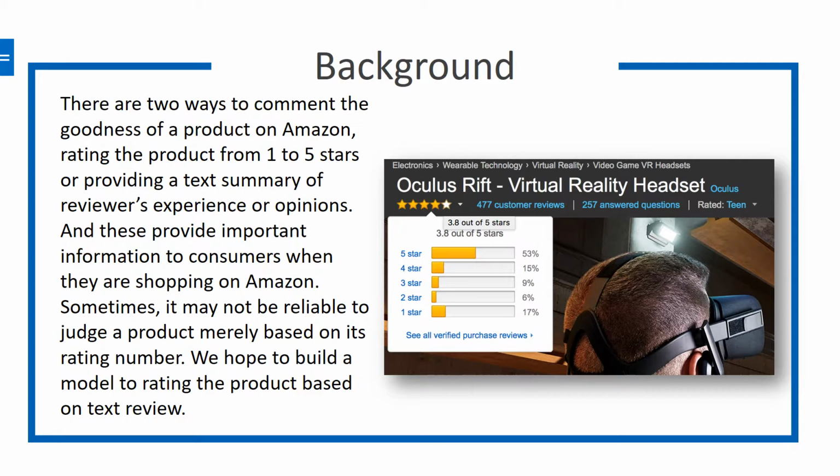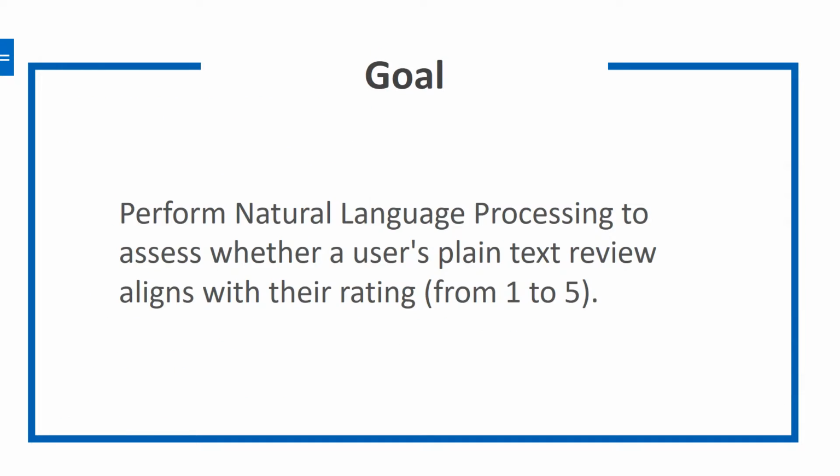Here's our background. There are two ways to commend the goodness of a product on Amazon: rating the product from 1 to 5 stars or providing a text summary of reviewers' experience or opinions. And these provide important information to consumers when they are shopping on Amazon. Sometimes it may not be reliable to judge a product merely based on its rating number, so we hope to build a model to rate a product based on text review. Our goal is to perform natural language processing to assess whether a user's plain text review aligns with their rating.